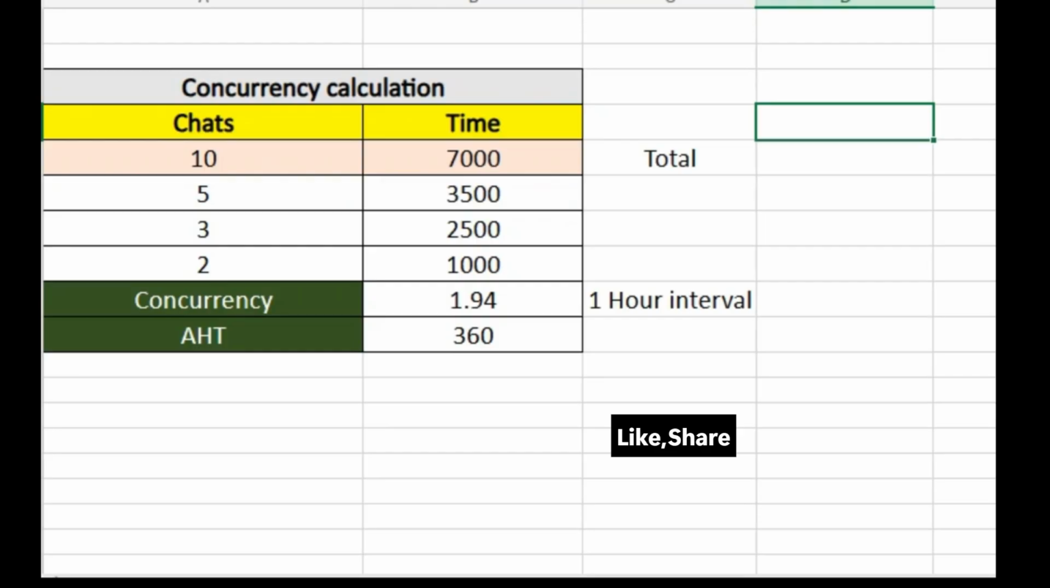In today's video, I would be talking about how to do the concurrency calculation and how to create a chat capacity planning. So this video is going to be kind of very interesting.